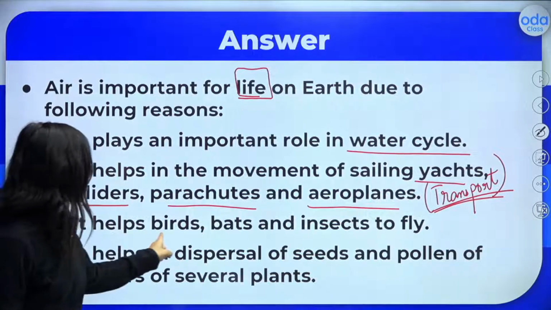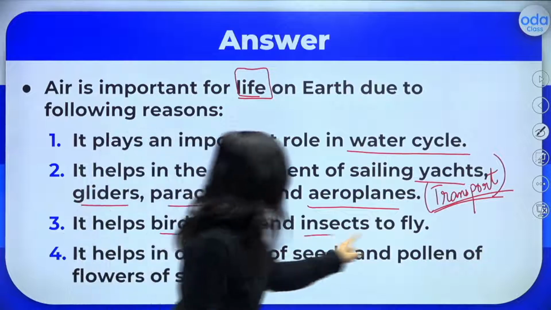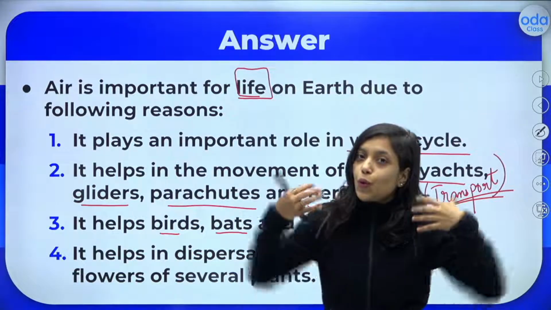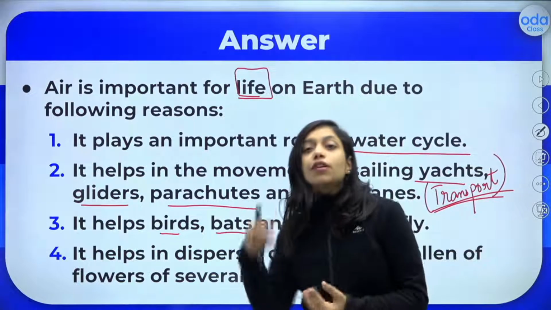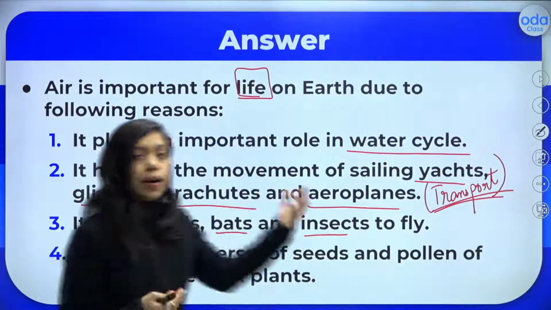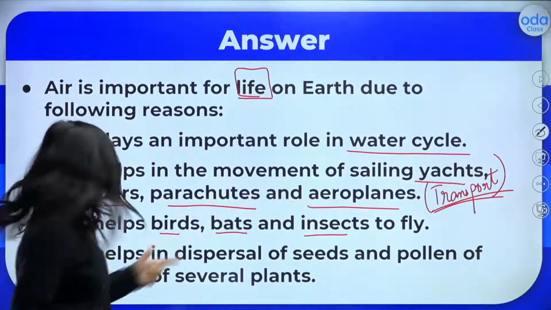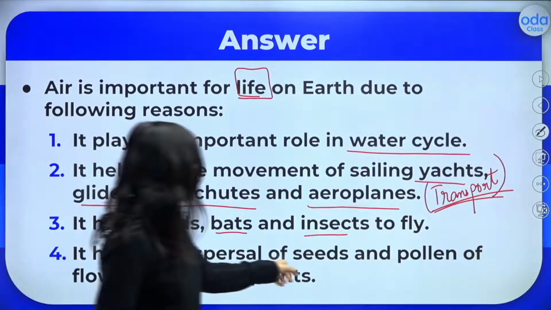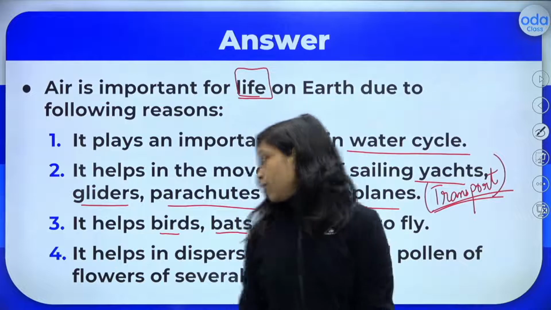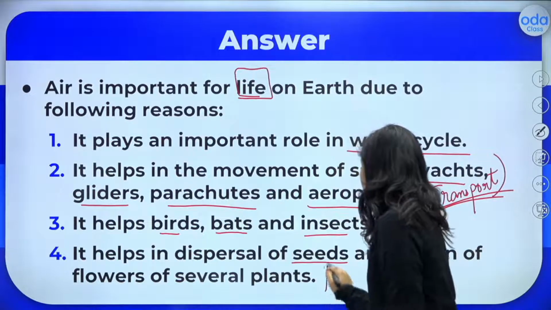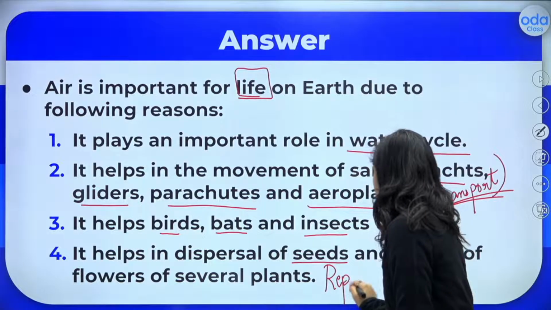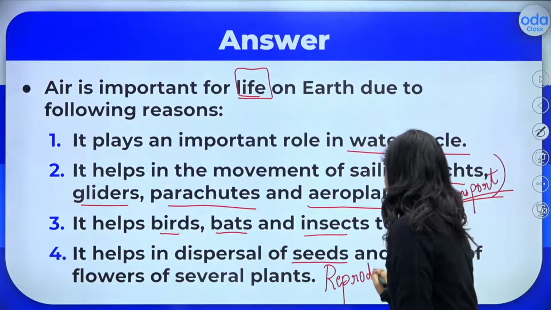Then it helps birds, bats, and insects to fly. Just imagine if there was no air. If I was a bird, when I fly, I would have fallen down, because air helps in the flying of birds, bats, and some other insects. It helps in dispersal of seeds and pollen of flowers of several plants. That means it helps in plant reproduction.